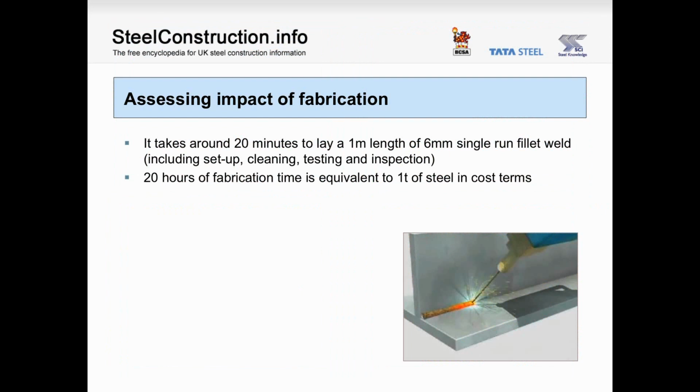A couple of useful rules of thumb can help you assess the impact of different connection details. It takes around 20 minutes to lay a 1 metre length of 6mm single run fillet weld, and 20 hours of fabrication time is equivalent to 1 tonne of steel in cost terms. Okay, that's all very interesting, but how do you use it?